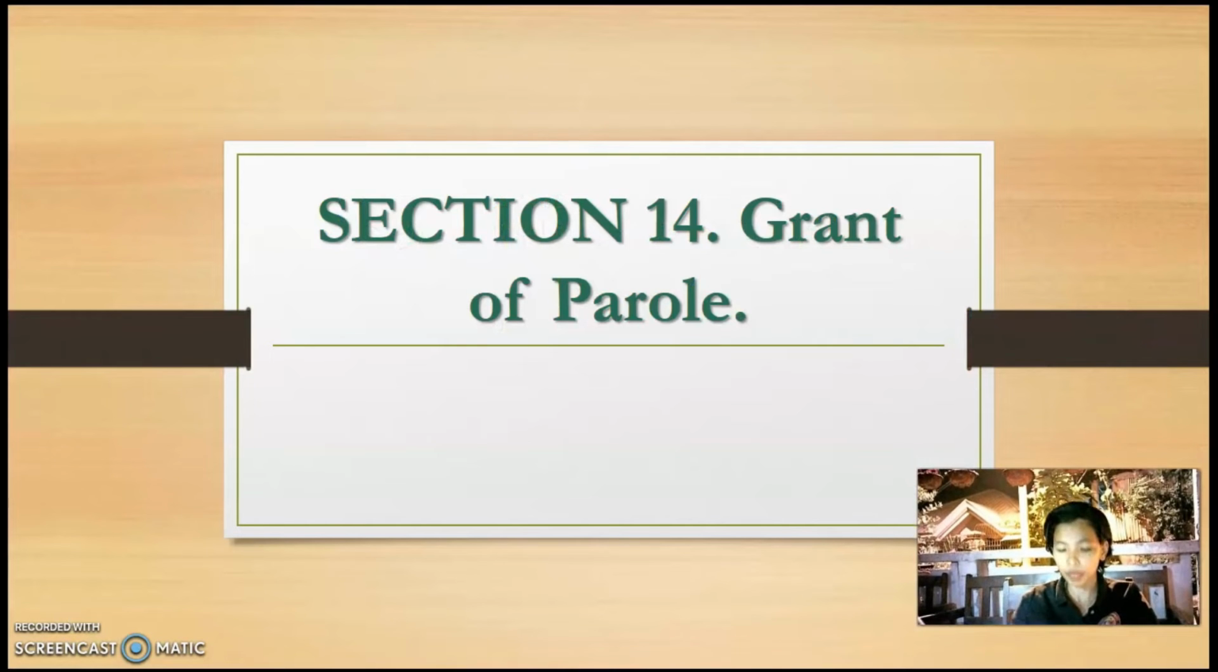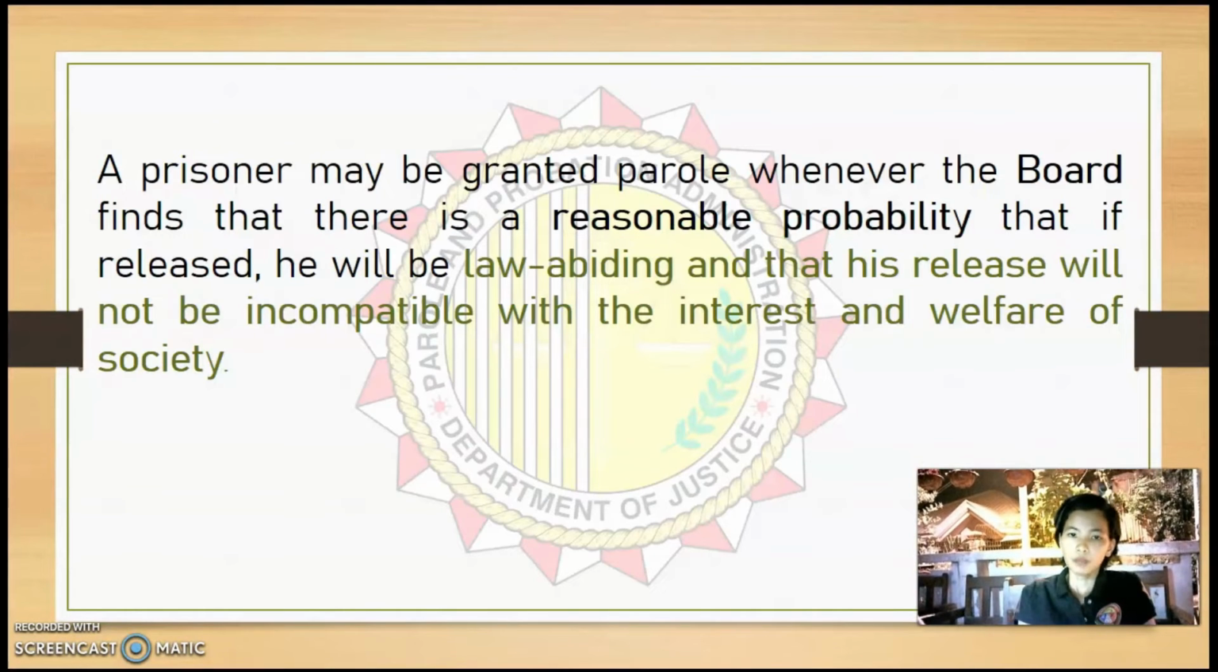Section 14, Grant of Parole. A prisoner may be granted parole whenever the Board finds that there is a reasonable probability that if released, he will be law-abiding and that his release will not be incompatible with the interests and welfare of society. So, once the Board of Parole examines the prisoner and finds that he is no longer the cause of any civil or criminal action in society, then he is qualified and granted parole.